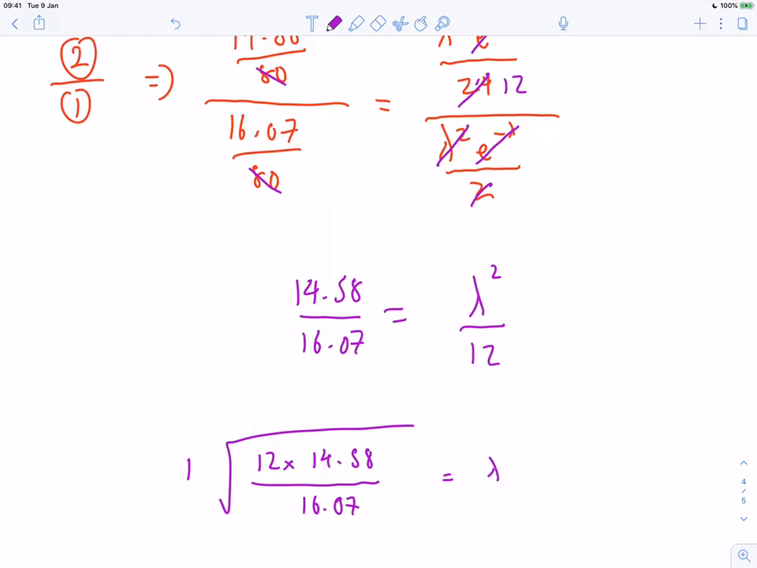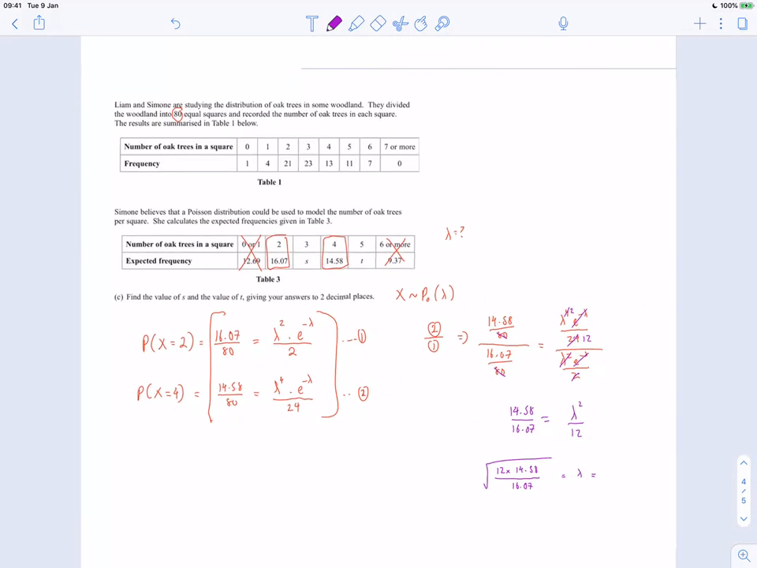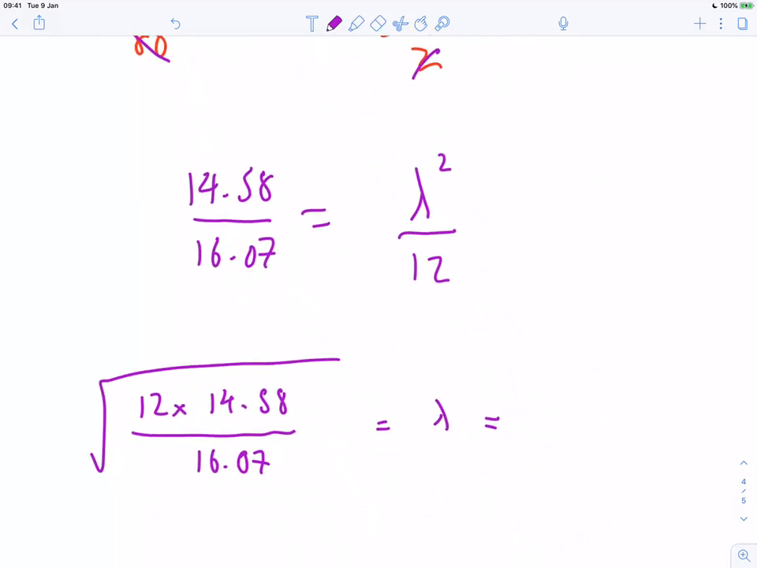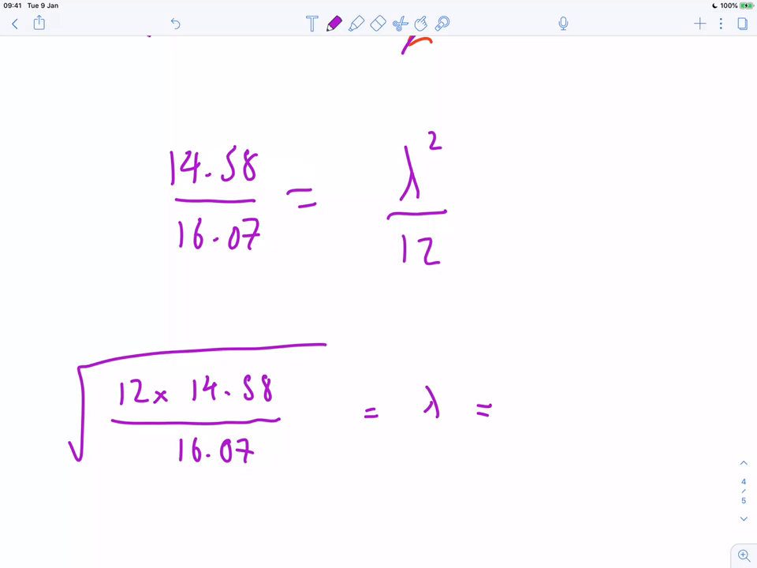And this is lambda. I know technically you've got the plus or minus from the square rooting process, but we're going to take the positive square root because it doesn't make sense to have a rate that's negative. Well, I suppose it's negative decay, but in the context of the question, it doesn't make sense for trees to survive in an oakland and you look back and there's negative trees. That doesn't make sense. Are they zombie trees? What's going on? Fine, so let's do square root of 12 times 14.58 all over 16.07. So lambda appears to be 3.2996 and so on, but I'm going to take that as 3.30 to two decimal places.